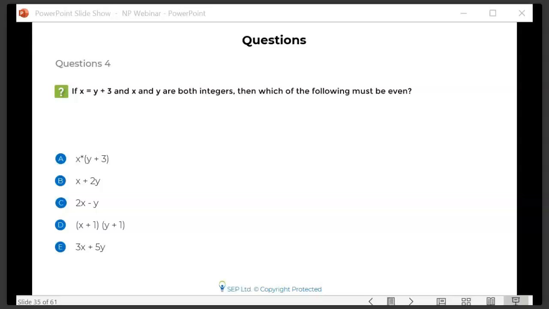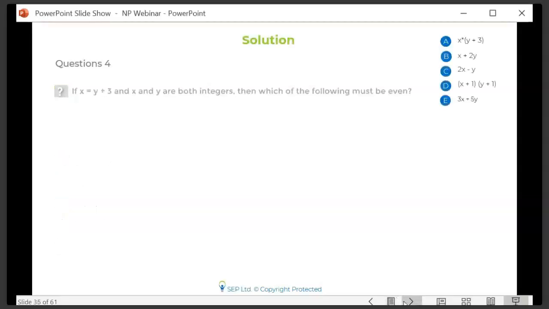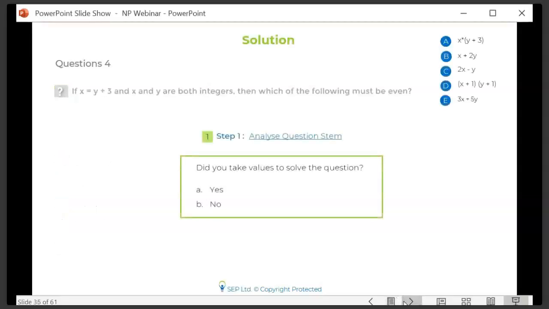Okay, so you can see 90% of you have marked the answer as D, and 10% of you have marked the answer as E. Now let me bring up a poll here, just one sec, very quickly. How many of you solved the question by taking values in this case? Kindly mark yes if you did that.